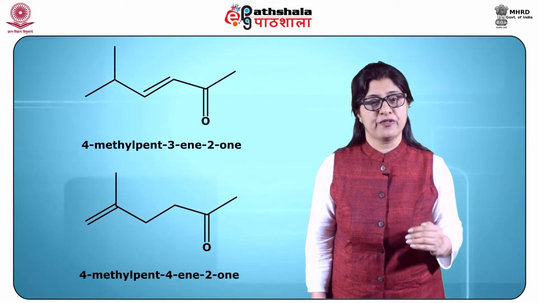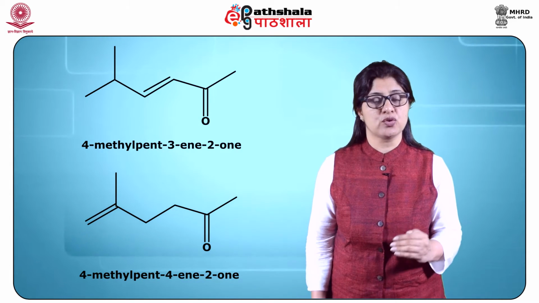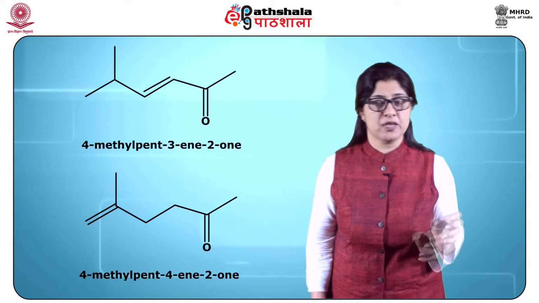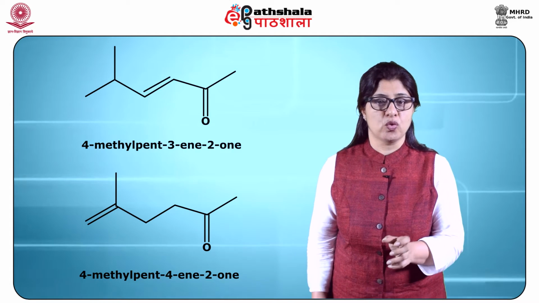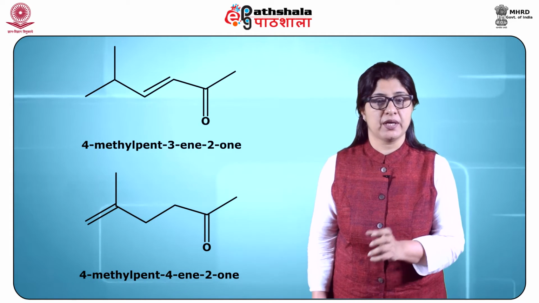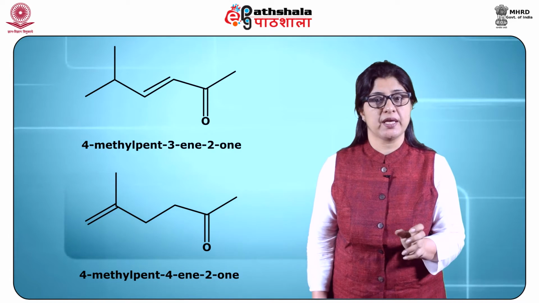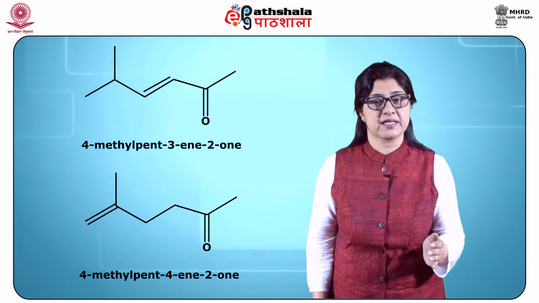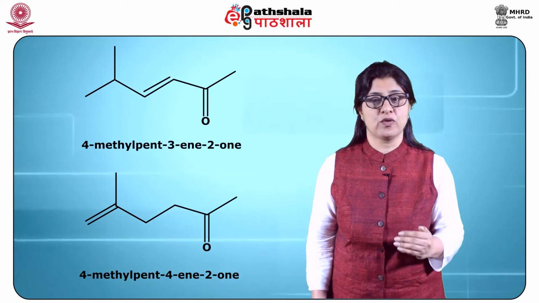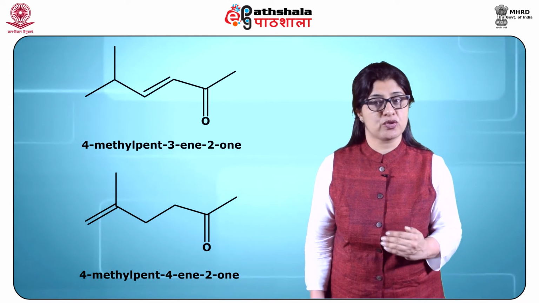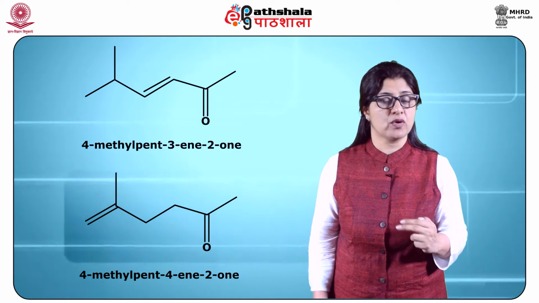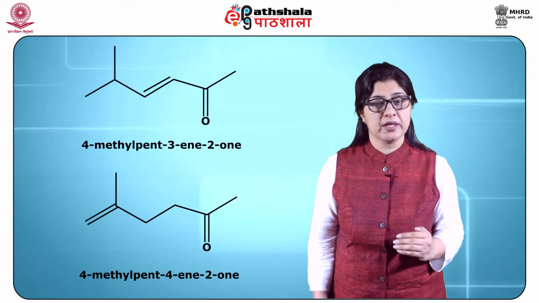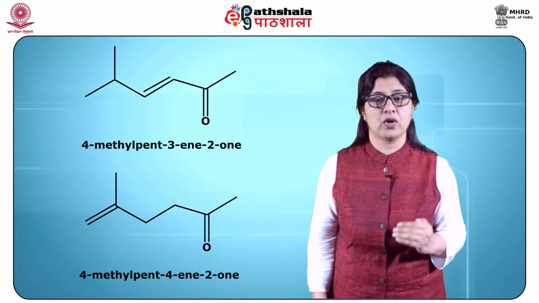For example, 4-methyl pent 3-ene 2-one and 4-methyl pent 4-ene 2-one. Since 4-methyl pent 3-ene 2-one has the carbon-carbon double bond and the carbonyl group in conjugation with each other, in this case the absorption will take place at a longer wavelength as compared to 4-methyl pent 4-ene 2-one, presented by structure 2, which does not have any kind of conjugation. Thus, UV visible spectrum enables us to determine whether the compound contains a conjugated system or not.